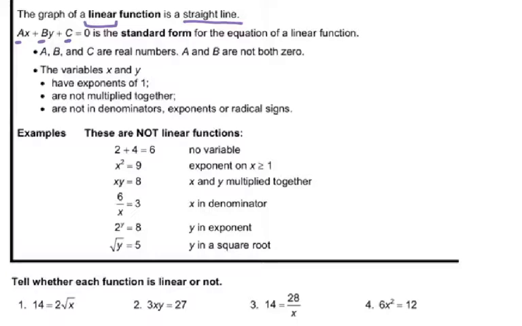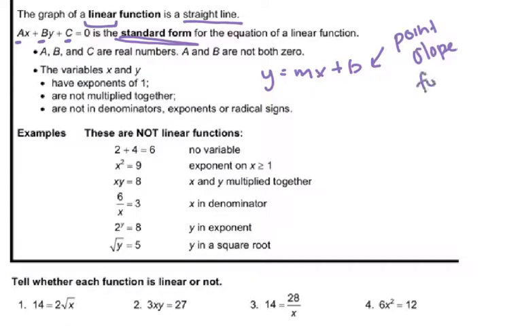And the variables x and y. So you have to have the variables x and y. Now, say that it's y equals mx plus b. Is that still a linear function? Yes, it is. So this is the standard form, and this is actually, if you can remember, point slope form. If you have two points, you can figure out that form. But these are linear functions.